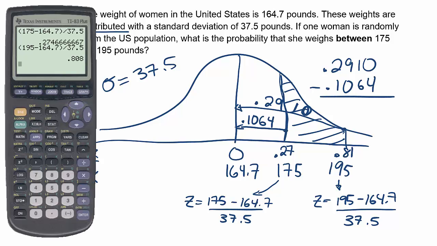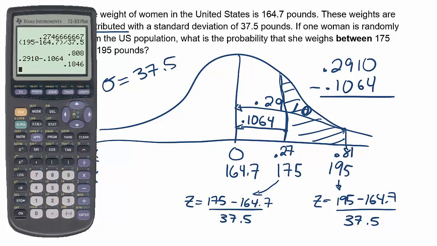Just to make it faster, we'll go ahead and do that in our calculator. 0.291 minus 0.1064. And we get the answer 0.1846, or 18.46%.